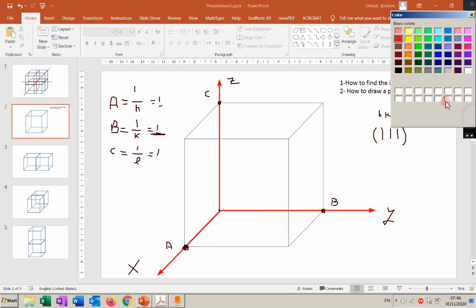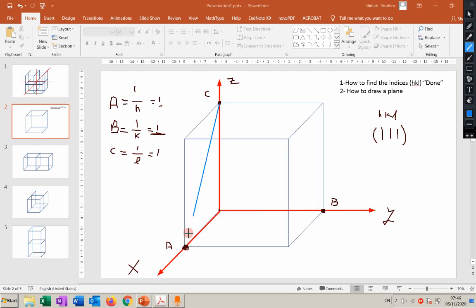So what will we do? We will connect those points together. Connecting the points gives me the plane that represents 1, 1, 1. This is the easiest case we might have, 1, 1, 1.